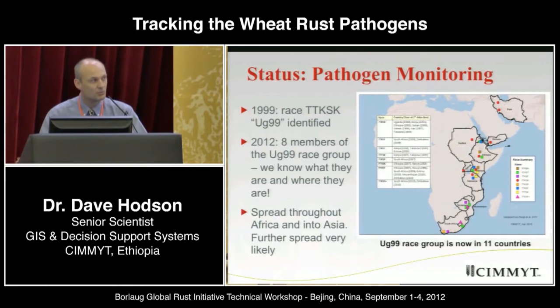We've seen the spread throughout Africa and into Asia as far as Iran, and almost certainly we'll see further spread over time. So the UG99 race group, that graphic tries to summarize things. It's members of the race group, they're in 11 countries: Iran, Yemen, Eritrea, Sudan, Ethiopia, Kenya, Uganda, Tanzania, Mozambique, Zimbabwe, and South Africa. So that's the current status of the UG99 race group, and we're quite confident that that's an accurate picture.